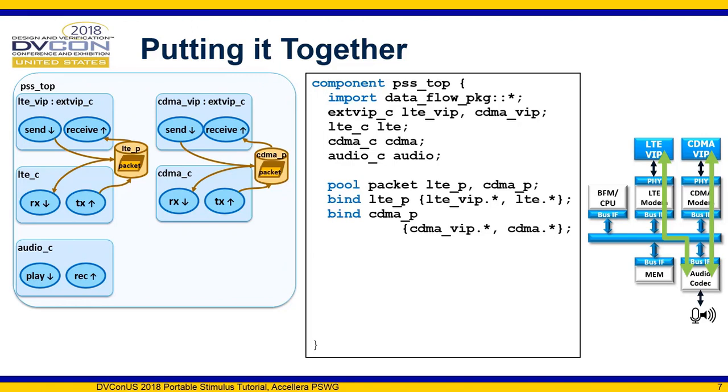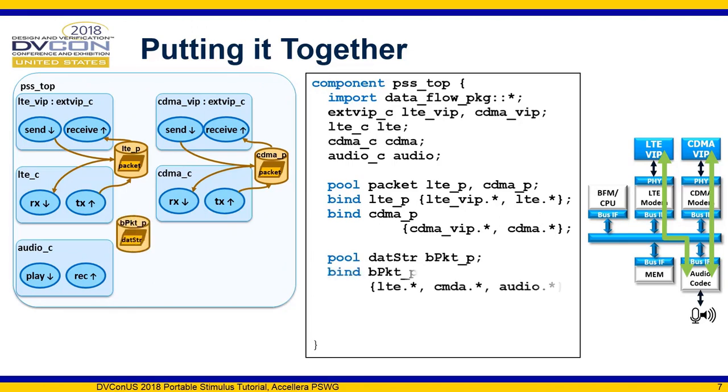Nothing much more. Then we're creating a pool of these data stream objects. And we're saying, hey, please connect that pool of data stream objects to the LTE modem, the CDMA modem, and the audio codec. So now the tool knows that inputs to the audio codec can come from either modem, and outputs from the audio codec, things that have been recorded, can go to either modem. So just wiring it all up.